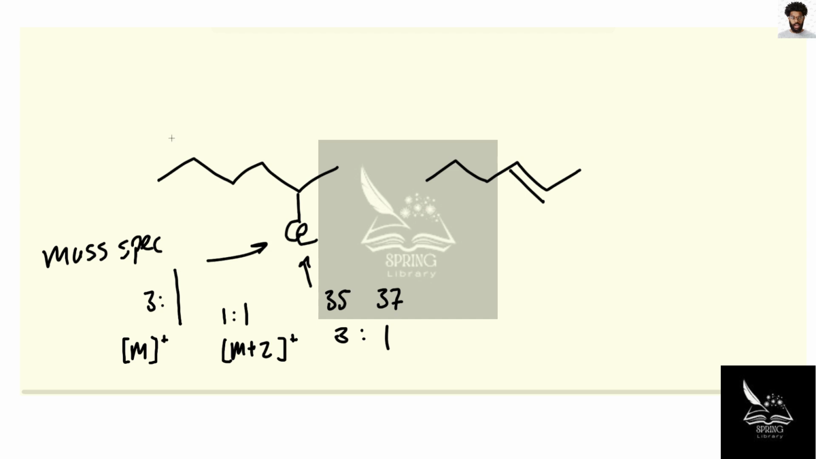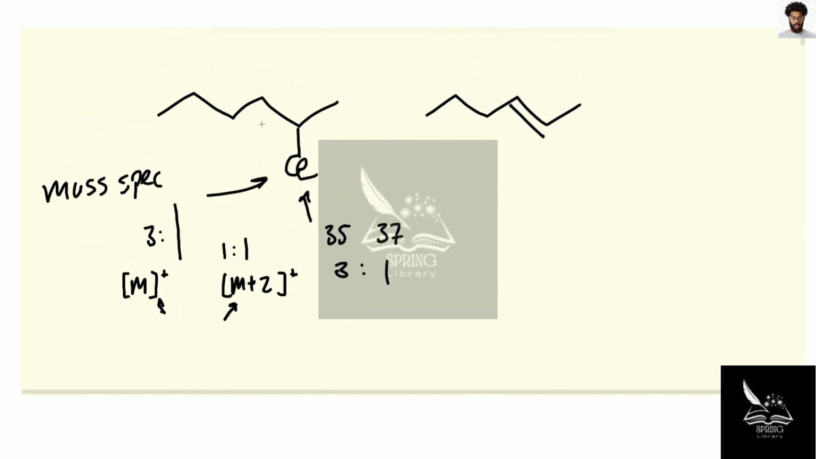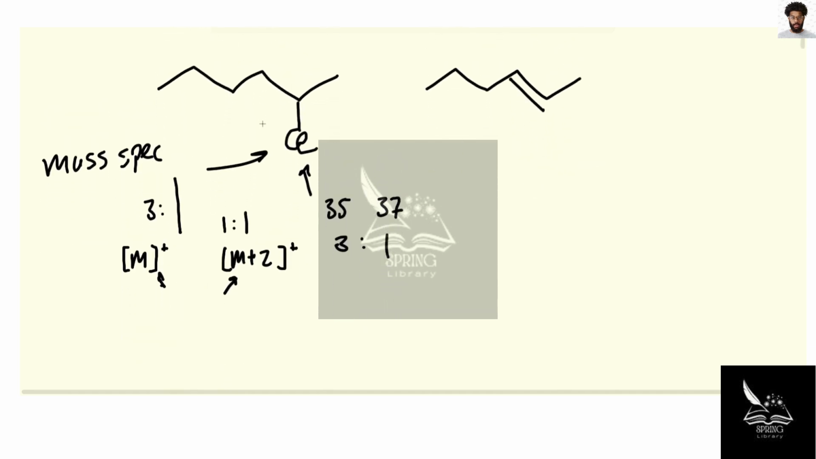Right? So if we don't see a 3-to-1 ratio between the M and the M plus 2 peak in our mass spec, then we know we no longer have 2-chlorohexane. Okay, so that's a pretty good indicator as far as mass spec. But what about IR?